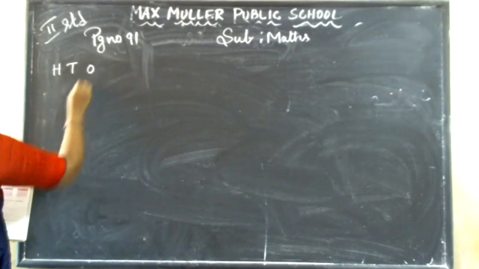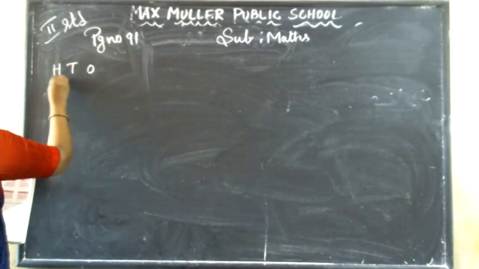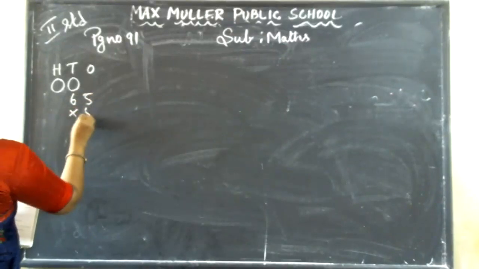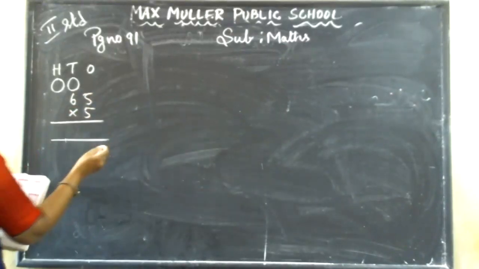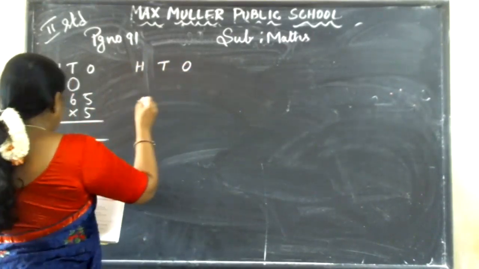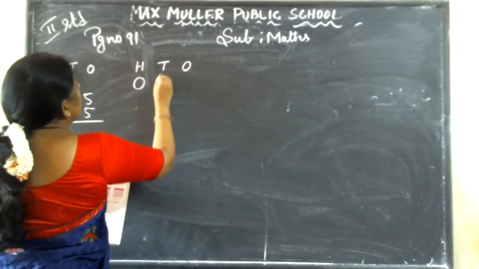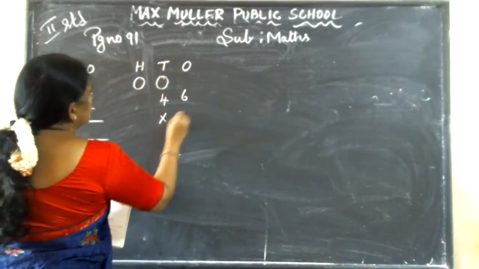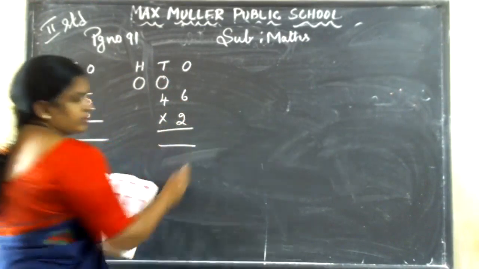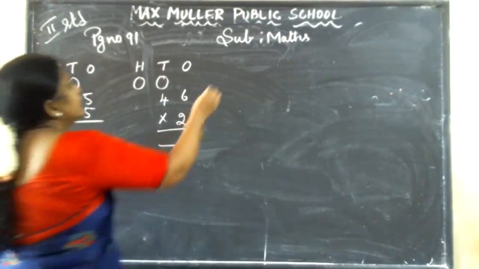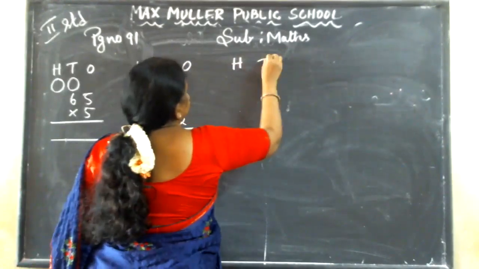Hundreds, tens, ones. 65 into 5. Hundreds, tens, ones. 46 into 2. Understood? Now hundreds, tens, ones.